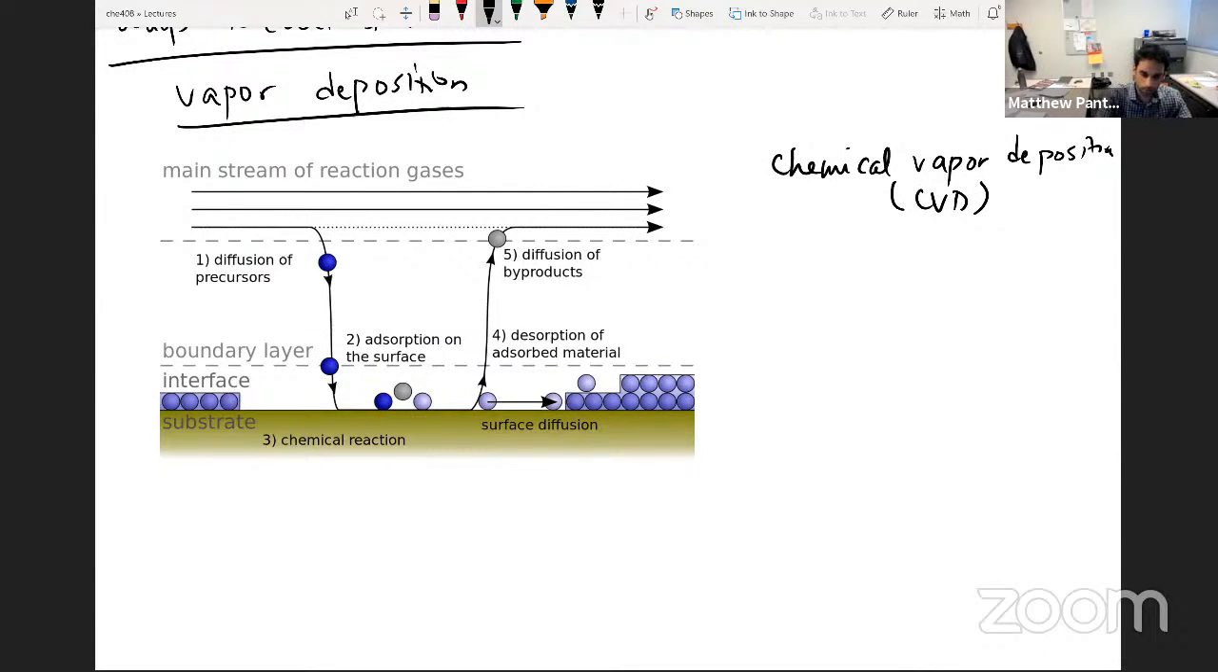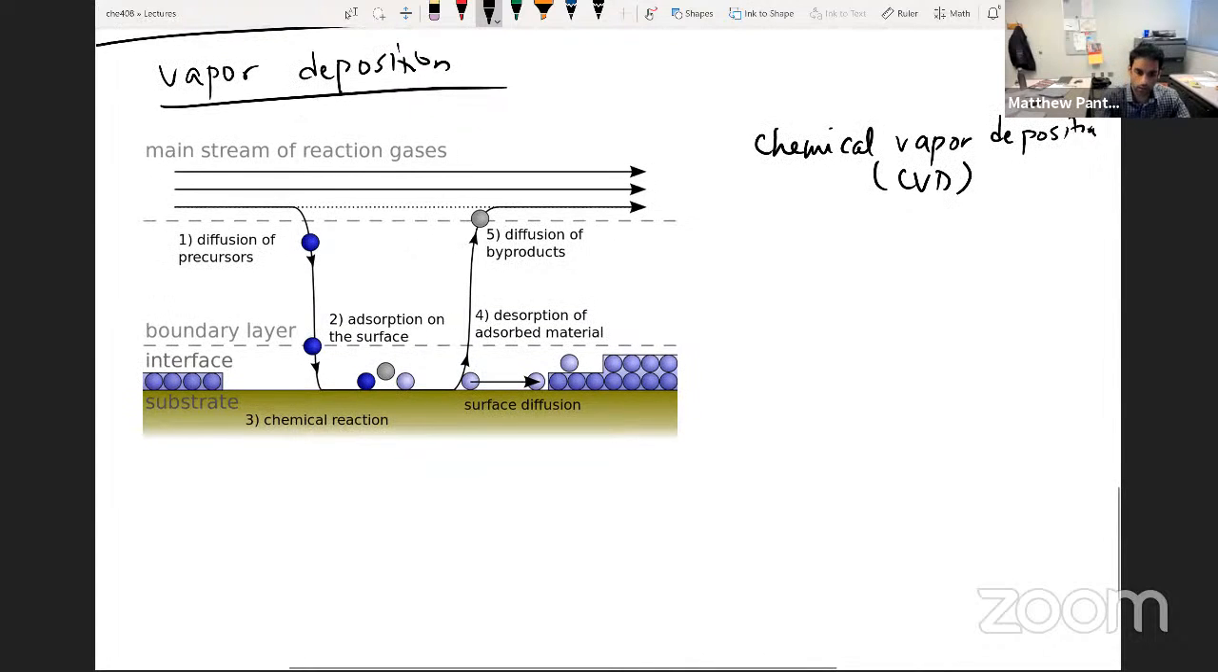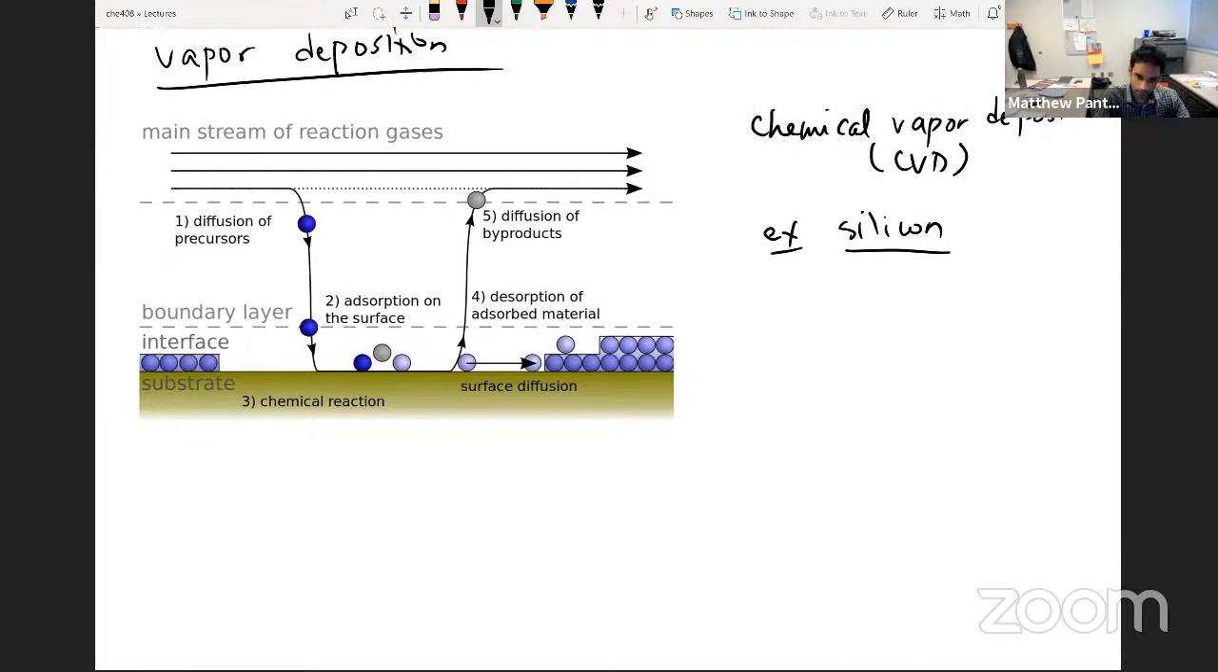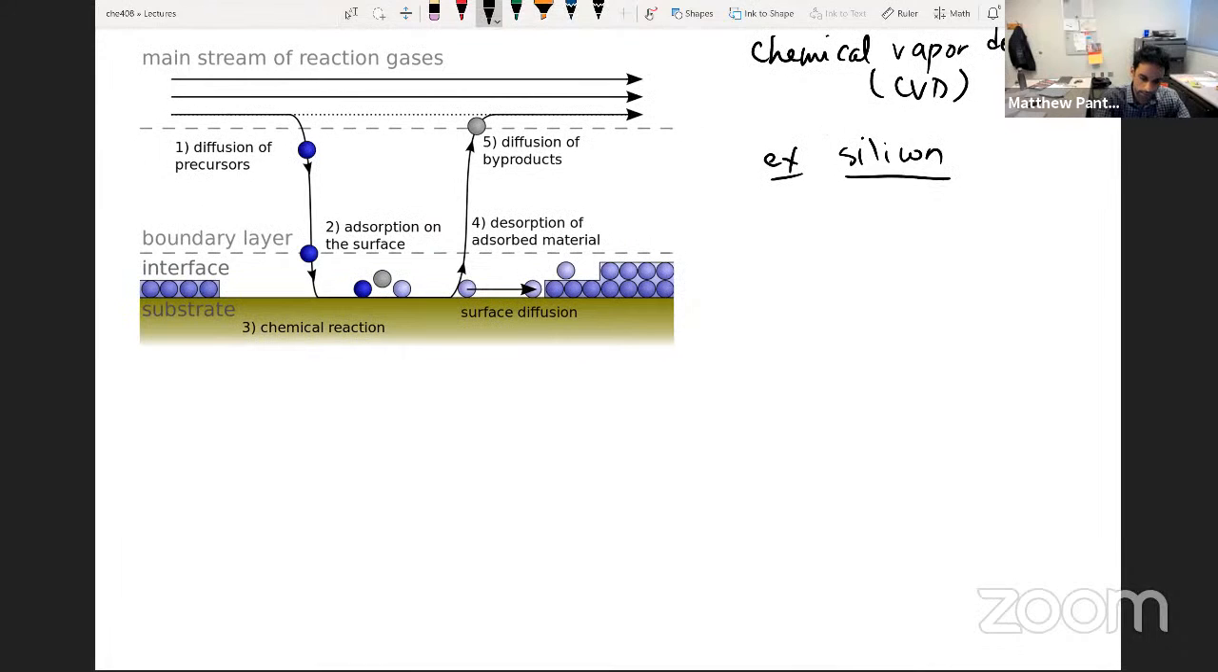So for example, you can deposit many metals, semiconductors, and even polymers this way. If you want to make thin polymer coatings, this works. So let's take the example of silicon, if you want to make a thin layer of silicon. This is widely used in the semiconductor industry, for example. You'd have a precursor. In this case, the typical precursor for silicon will be silane, SiH4.